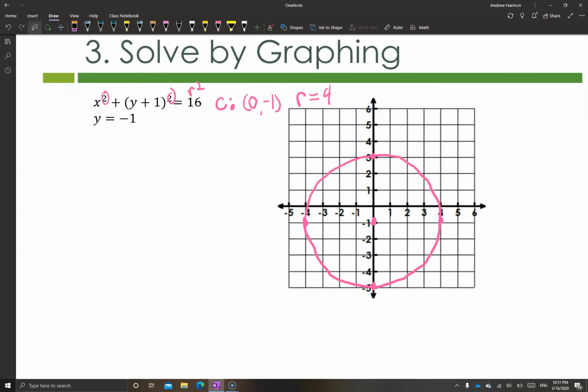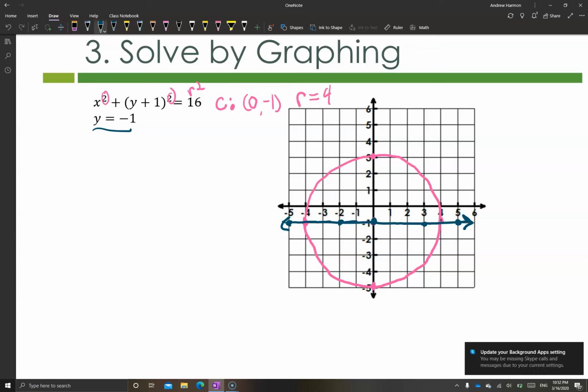And now all we have to do is graph that line of y equals -1. So we just go to where the y value is -1, and let's go ahead and do this in blue. The y value is -1 right here, and y equals is always a horizontal line, and so it's going to be this line right here, y equals -1. Because everywhere along that line, no matter what x value I pick, my y value is going to be -1.